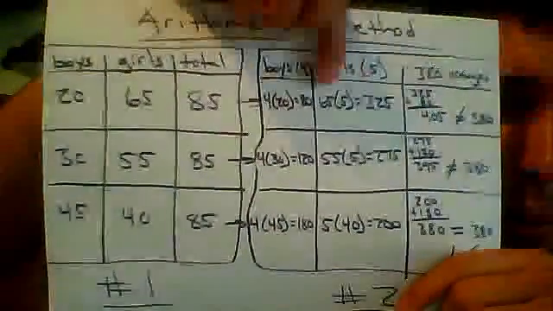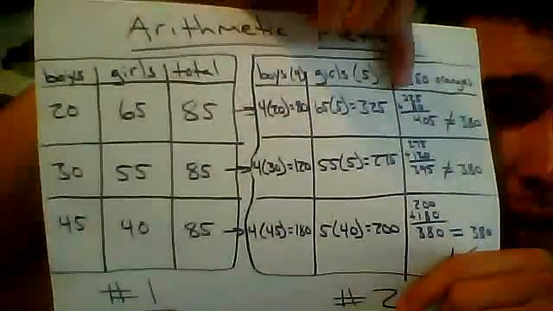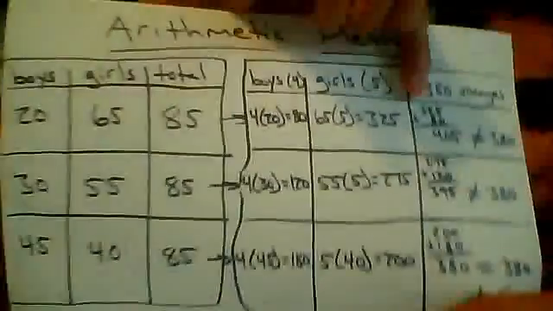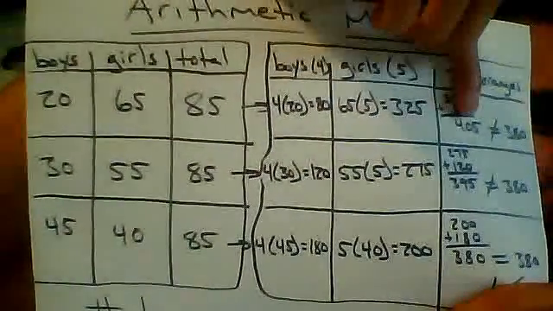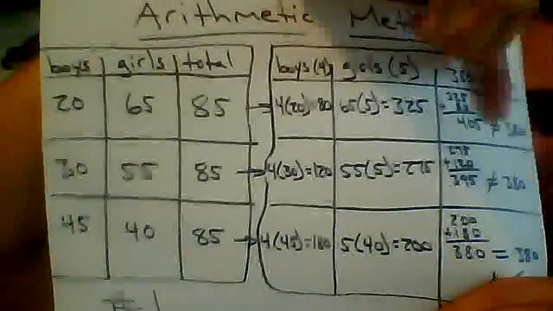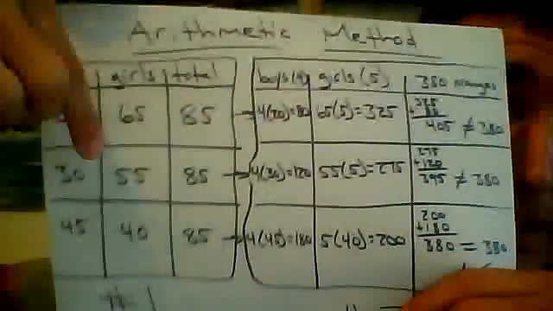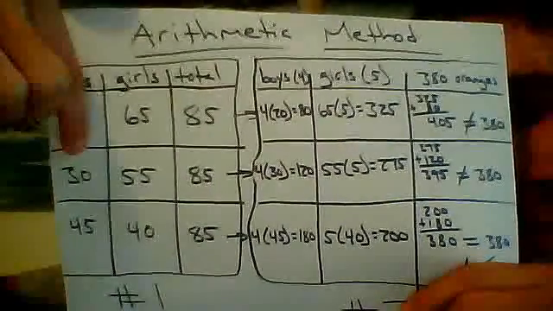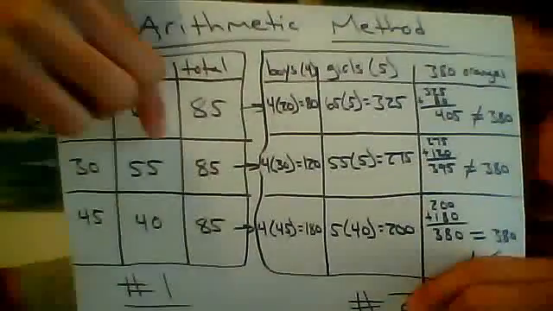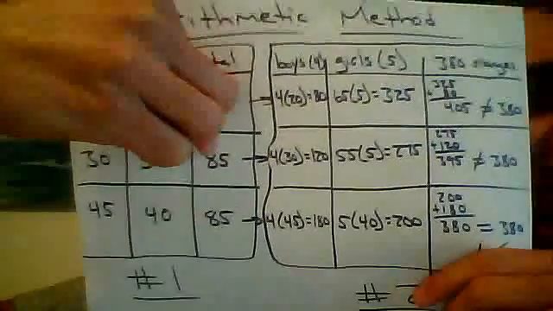Now, remember our totals: for boys, 80. Total for girls, 325. Add those two together, and we get 405 total oranges. Does that equal 380? Not in my world. No way, Jose. Okay, so all we're going to have to do now is guess once again. So Susanna gave me a guess of 30 boys in the class, which would mean that our total number of girls would be 55 to equal a total of 85.